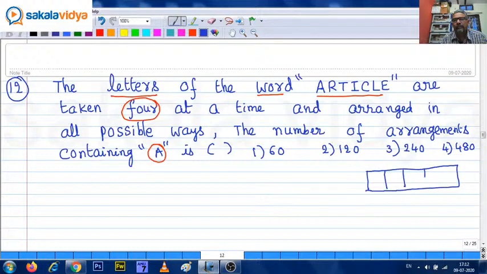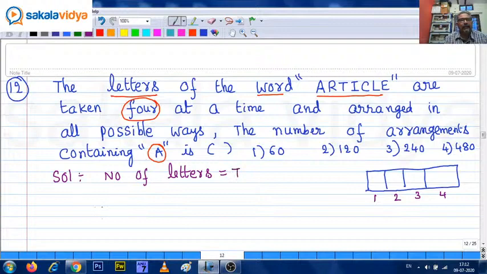1, 2, 3, 4 places. A may come in the first place, second place, third place, or fourth place. That means A can be arranged in 4 ways. First, write down the solution. Number of letters: 1, 2, 3, 4, 5, 6, 7.